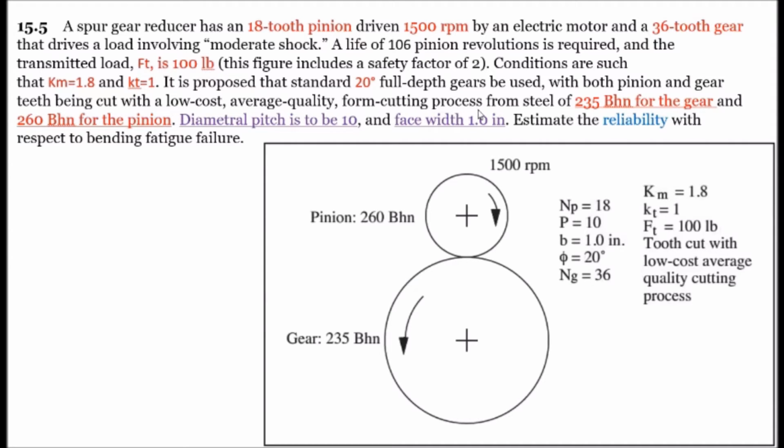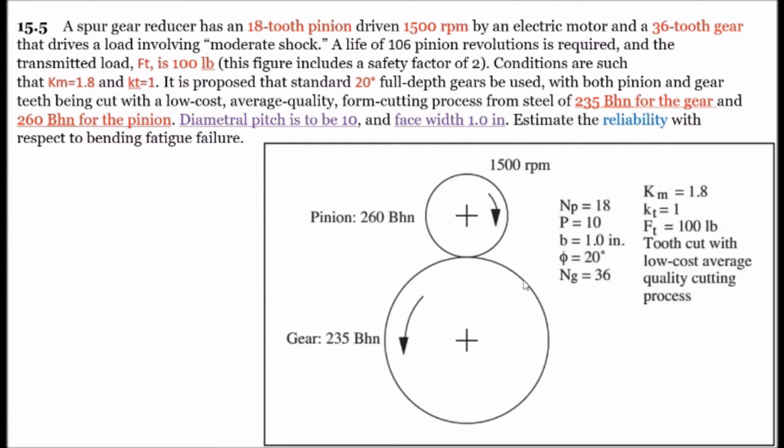So all this information is going to help us as we're looking things up on figures, tables, and charts in the book to get all our properties. For steel, with a 235 BHN for the gear and a 260 BHN for the pinion. The diametral pitch is given to us as 10, and we have a face width equal to 1.0. They ask us to estimate the reliability with respect to the bending fatigue failure. So we're looking for reliability in the end.